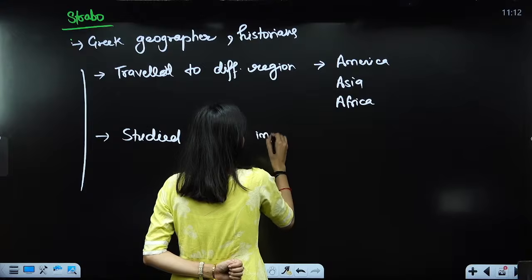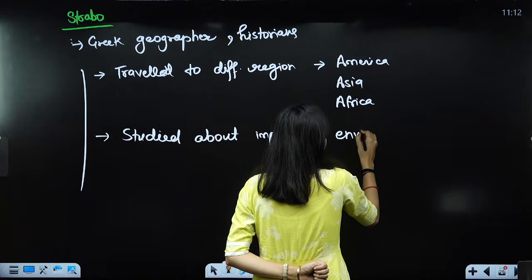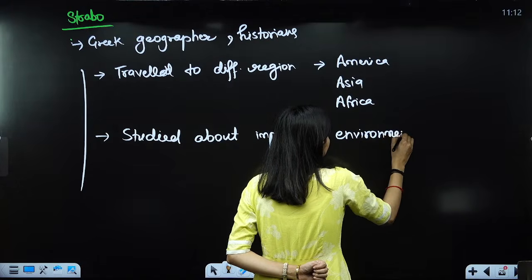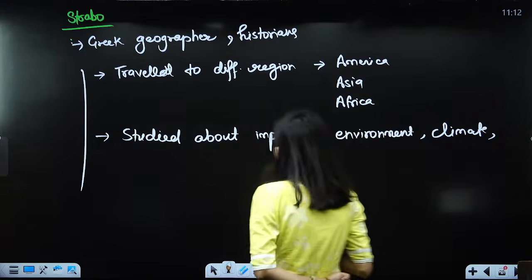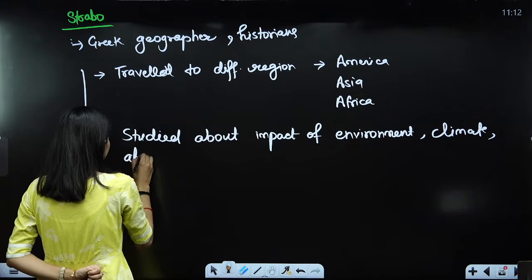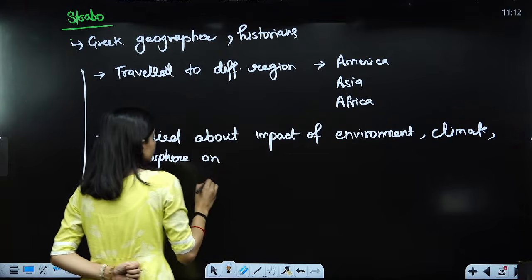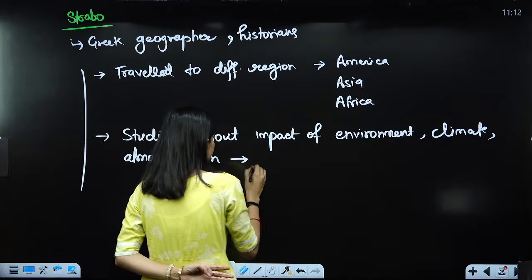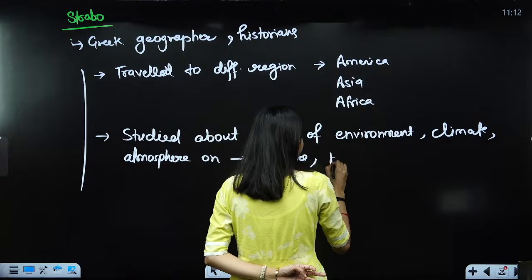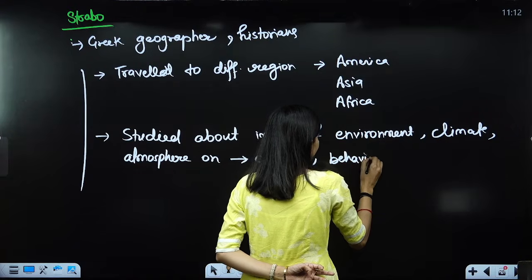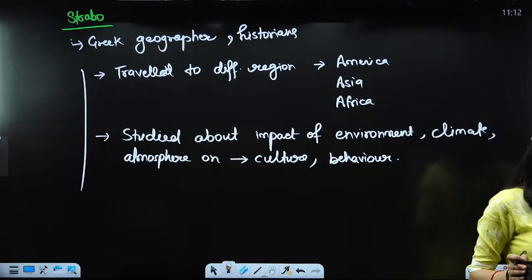the impact of environment, climate, and atmosphere on culture and behavior, human culture and human behavior. This is the contribution of Strabo.